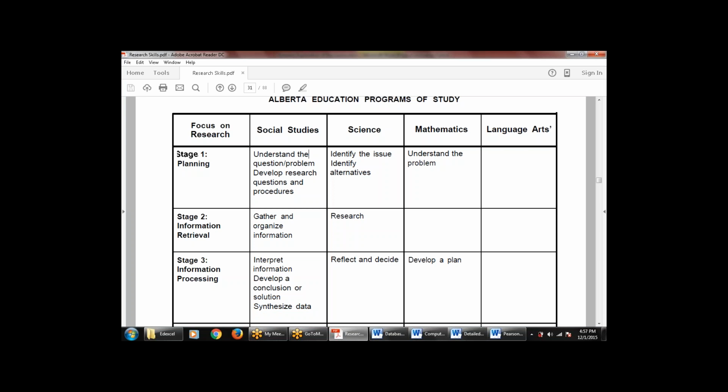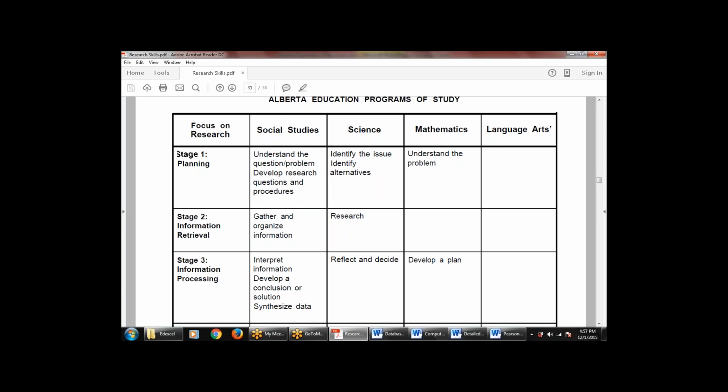In stage 1, that is the planning, social studies means understanding the question and problem, and developing the research skills and the procedure. That is, what is the main question, what is the main problem, then developing the research questions and the procedures. What are the various research questions and procedures that are developed. That is stage number 1, the planning.